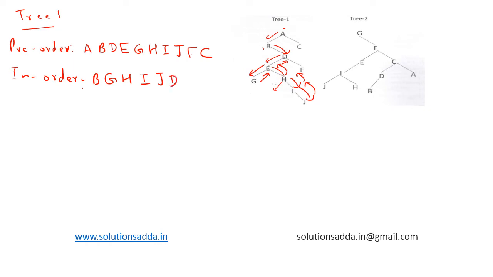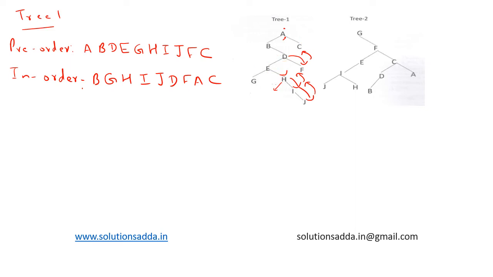Now we move to root's right. We reach here, there is no left, no right, so we print F here. Now we iteratively move back, and we reach here. Now this subtree has been fully traversed. Now we print A, then we move to root's right and we print C. This is the in-order traversal.